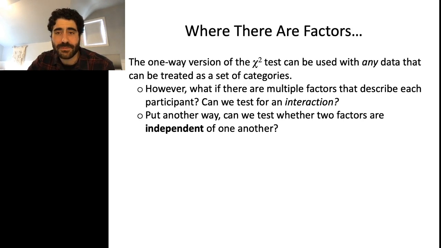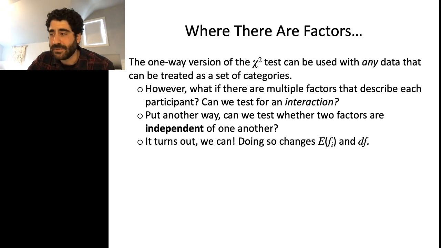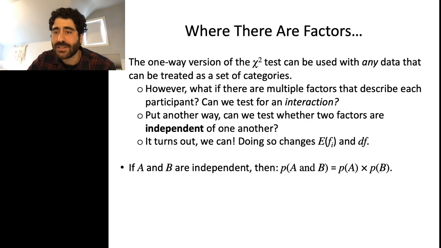And so it turns out that we can. It's a very similar kind of test, but we're going to have to create a different kind of expected frequency distribution, and we're going to have to change the way we compute degrees of freedom. So the null hypothesis we're going to test here is whether the outcomes to these two different questions we're asking people are independent or not.